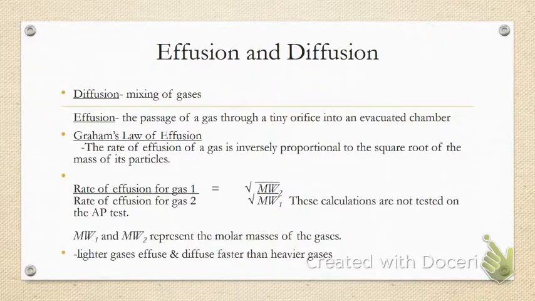Okay, Graham's law of effusion says the rate is inversely proportional to the square root of the mass of the particles. Okay, so we have the rate of effusion, and you have the molar mass of the gas 2 on top, molar mass of gas 1 on bottom. These calculations are not on the AP exam. I'm showing you them, but I want you to understand so you see that lighter gases are obviously going to effuse and diffuse faster than heavier gases. That goes back to the fact that they have higher velocities if they're lighter, so they'll move faster.